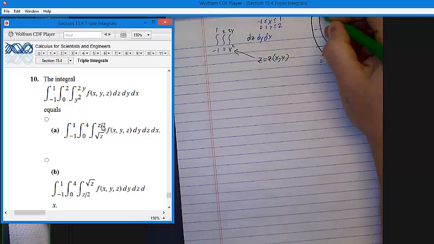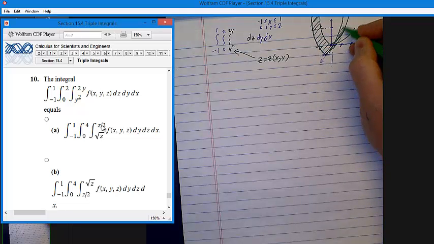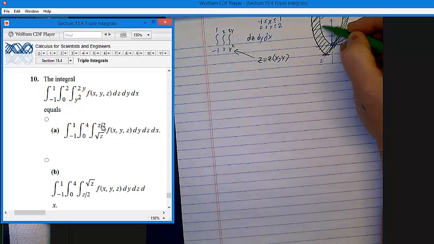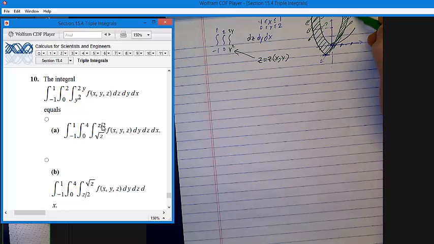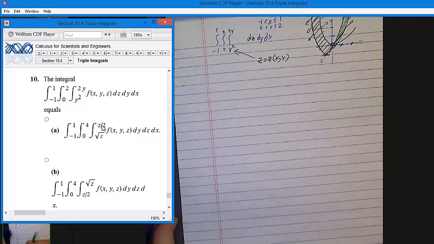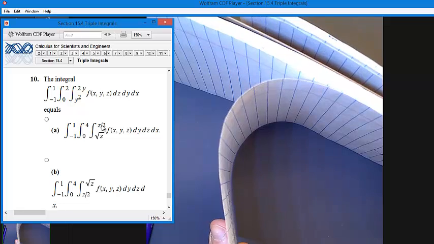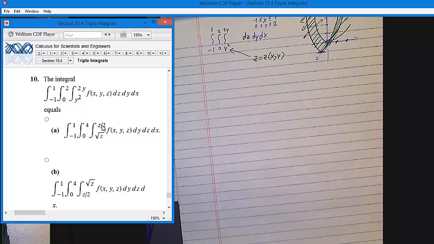Does that look good to you guys? Can you picture a solid parabola sheet that extends infinitely on that way or this way? That's the lower bound. That's the surface. So I can actually represent it. It's what the book calls a cylinder. Right? That's this lower bound. Now, what about the upper bound?